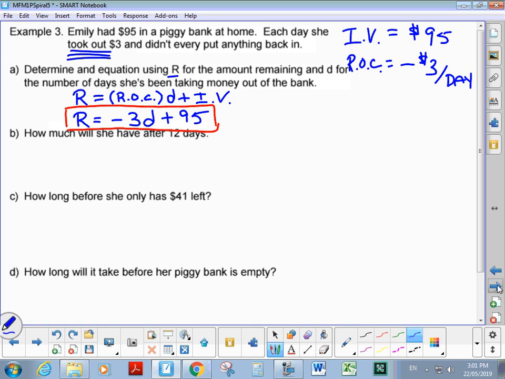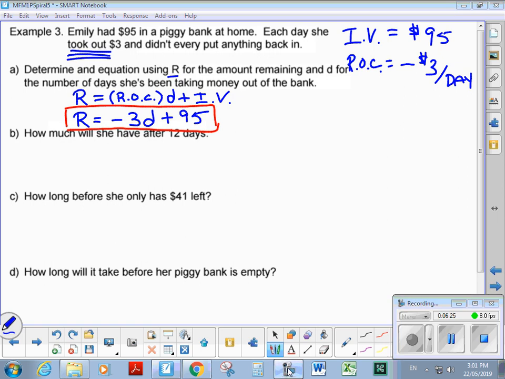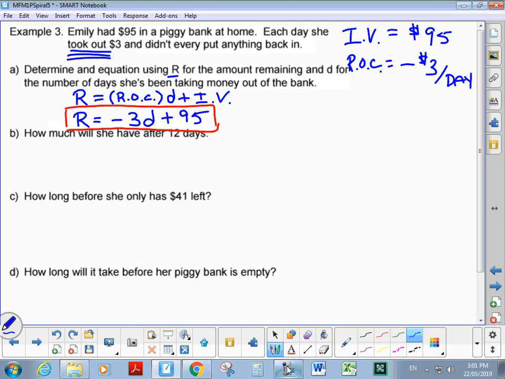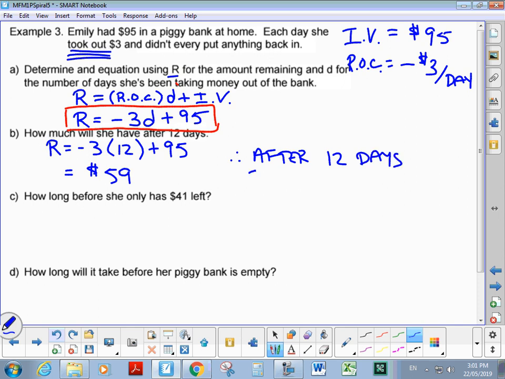B part, how much will she have after 12 days? So what is days? Days is represented by the D. So we've been given the D value. So R equals negative 3 times 12 plus 95. So we are figuring that out. Negative 3 times the 12 plus 95, we have $59 remaining. So therefore, after 12 days, $59 remain.